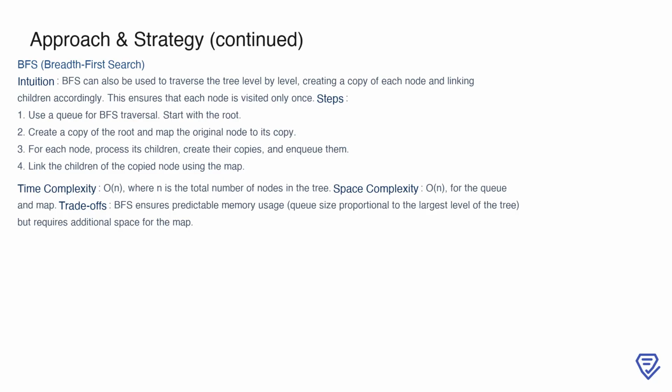The BFS approach has a time complexity of O(n), as it processes all nodes once, and a space complexity of O(n), where the queue size is proportional to the largest level of the tree. One advantage of BFS is its predictable memory usage, as the queue size depends on the width of the tree rather than its depth. However, similar to the iterative DFS approach, BFS also requires additional space for the mapping, and its implementation is slightly more complex compared to the recursive method.